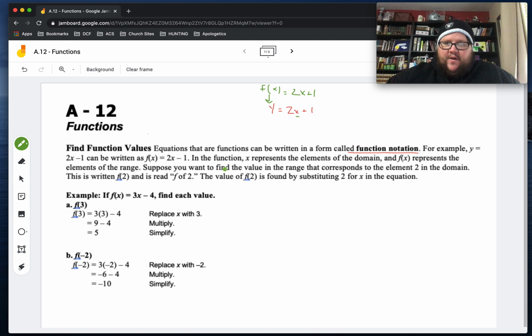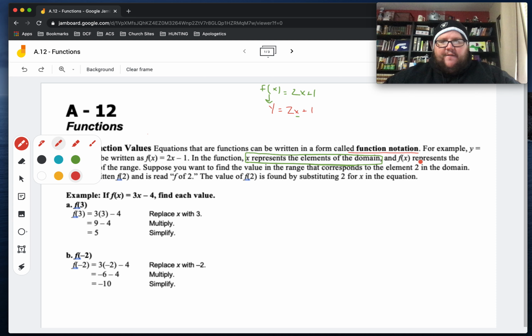So we can write our equations that we've been working with as a function, f of x. In the function, x represents the domain. We've been talking about that. x is for the domain. f of x represents the range. So f of x represents the elements of the range.